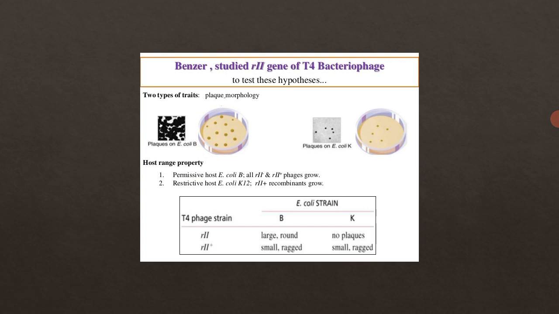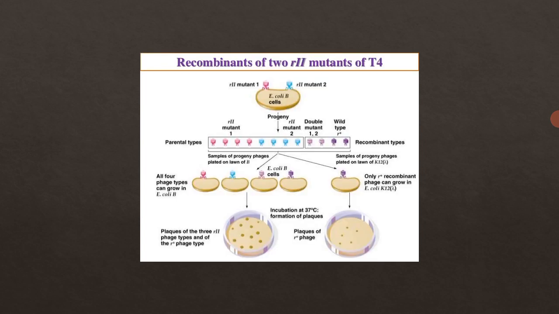Now after this, the recombinants of two R2 mutants of the T4 bacteriophage. Now R2 mutant 1, you can see here, and R2 mutant 2, these are the mutant bacteriophages of the R2 gene. Bacteriophage with the mutant R2 gene and another mutant of this bacteriophage containing the R2 gene.